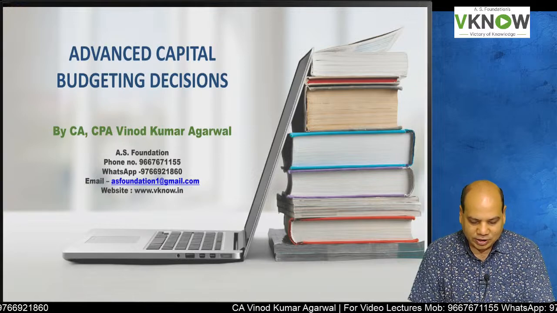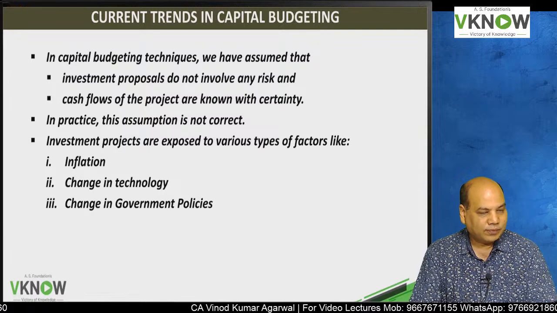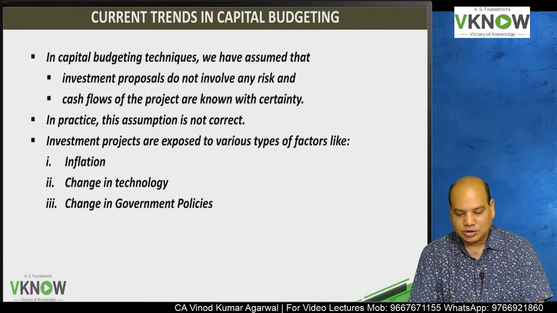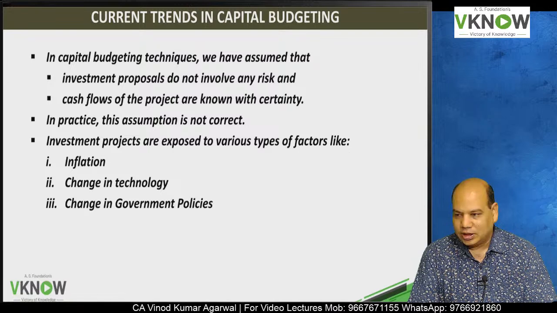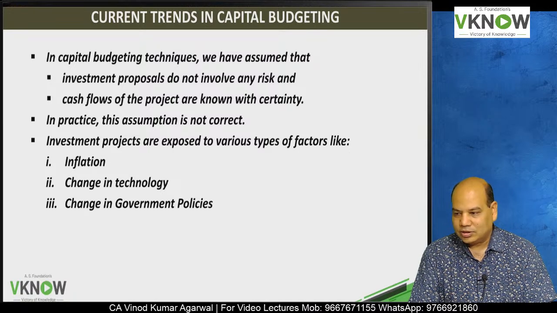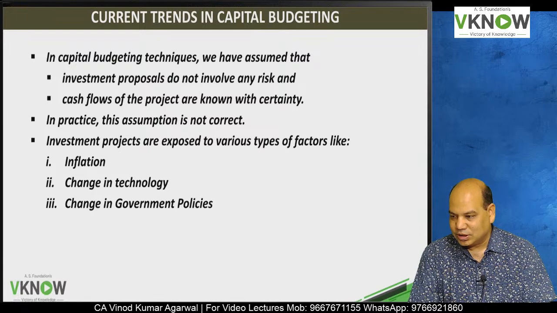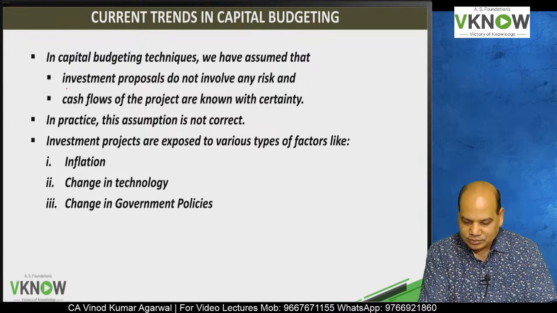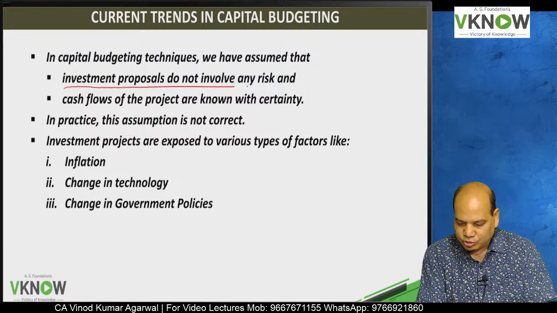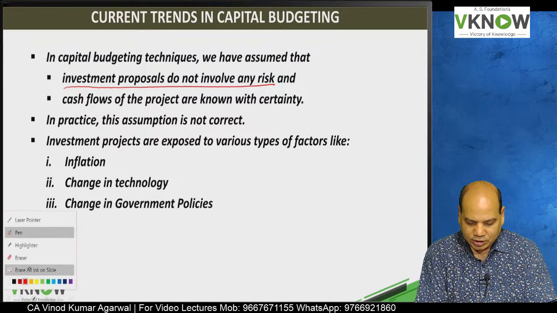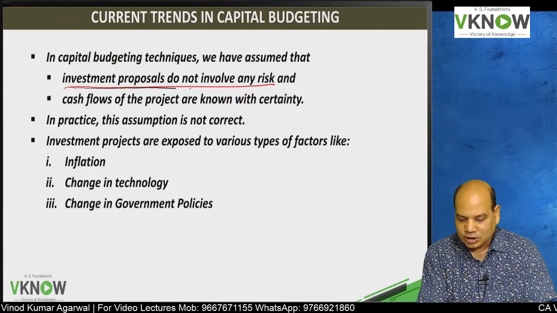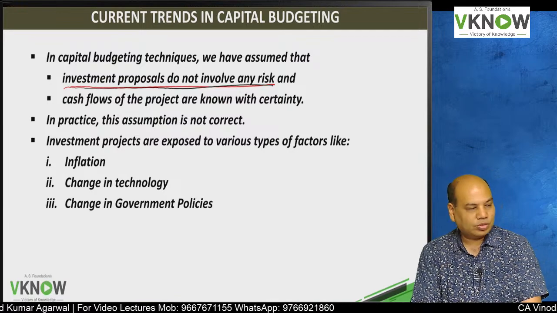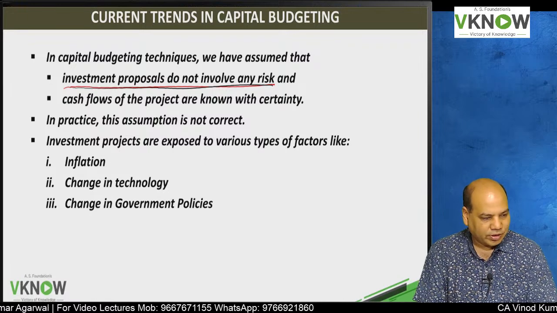Advanced capital budgeting decision, first we'll just discuss some basic things again before we start with the numerical question. In the capital budgeting problems at the intermediate level, we assumed that there is no risk involved. We have projected cash flows, we have a projected discount rate, and we have assumed that the investment proposal does not involve much risk. Is it right?